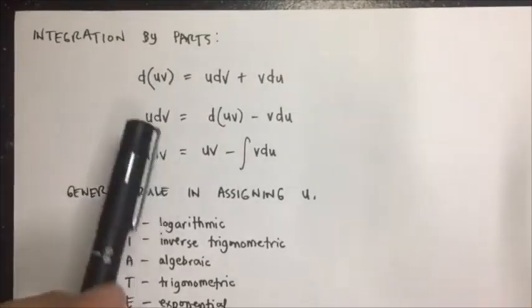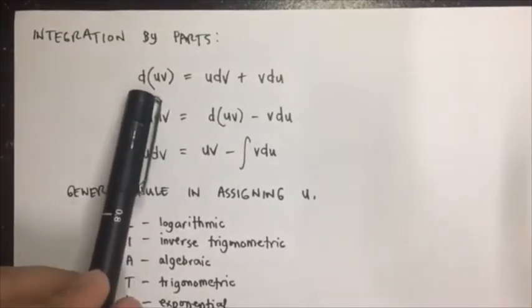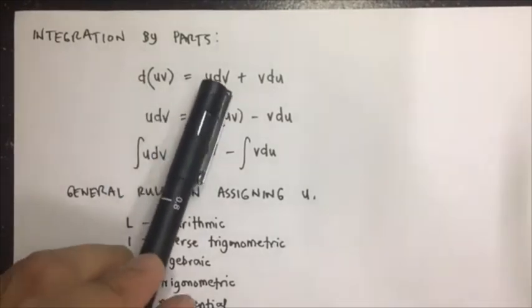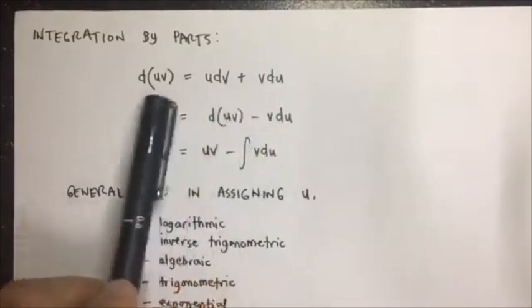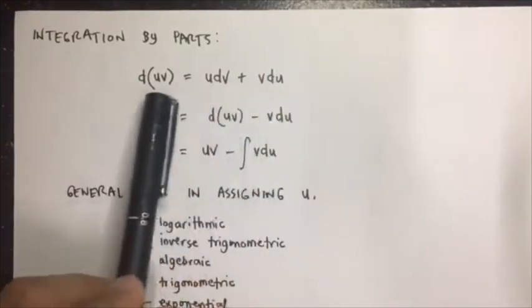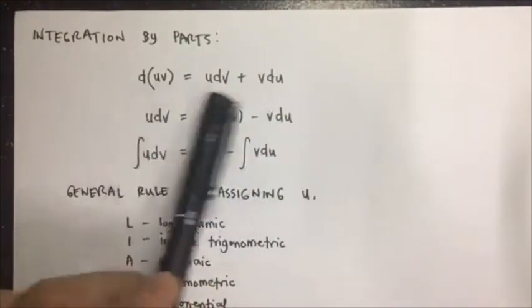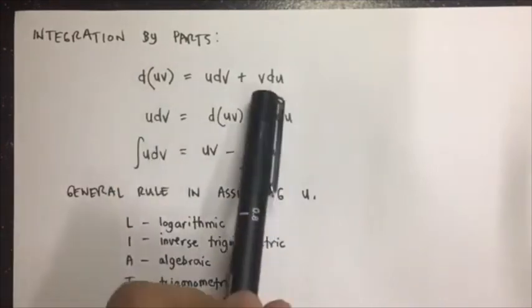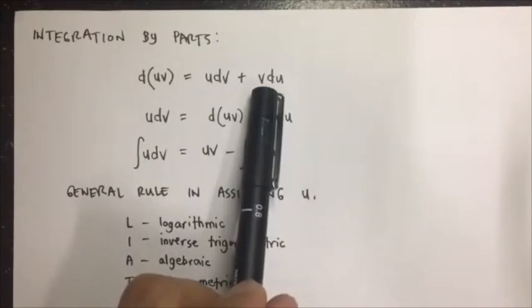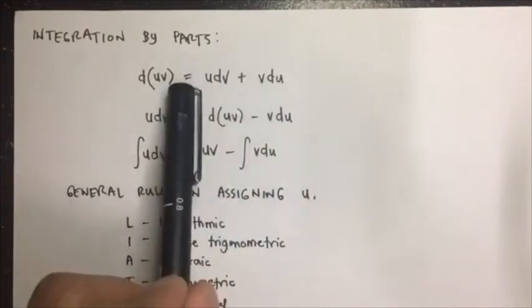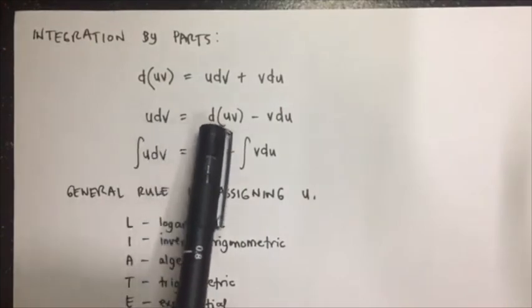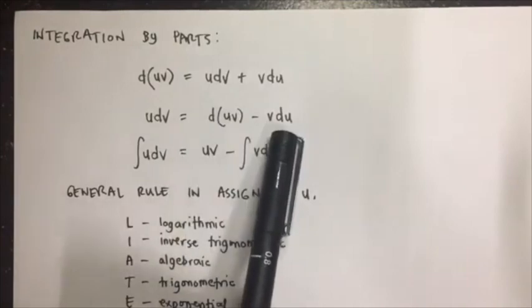If we recall the product rule for differentiation, we have the differential of uv is equal to u dv plus v du. That is the product rule for differentiation. What we did here is transpose v du onto the other side, so that we will have u dv is equal to d of uv minus v du.